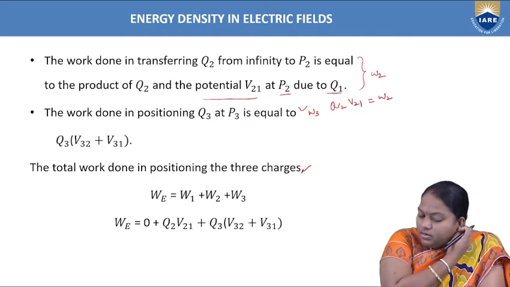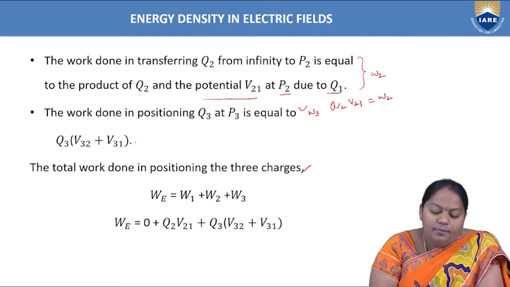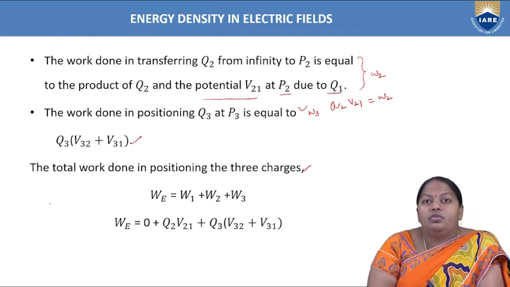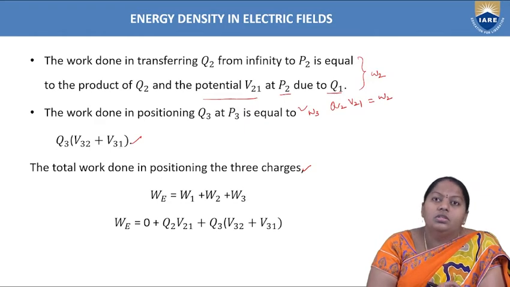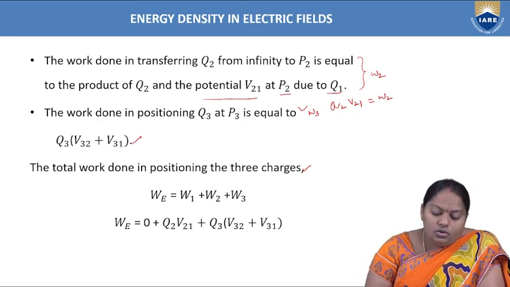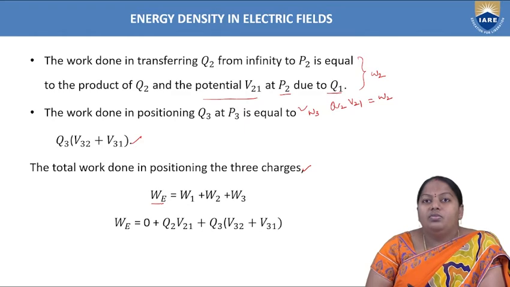Similarly, the work done in order to assemble the point charge Q3 at P3 is equal to Q3 into V32 plus V31. So from 2 to 3 and from 1 to 3. So the total work done in positioning the 3-point charges in electrostatic fields, hence the notation, is given by WE.